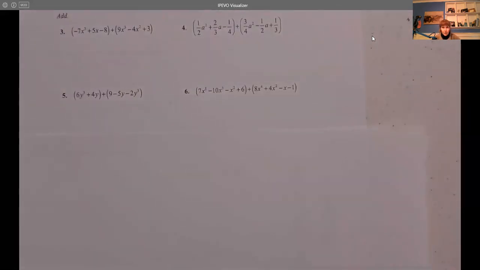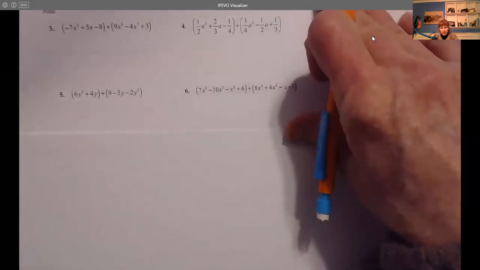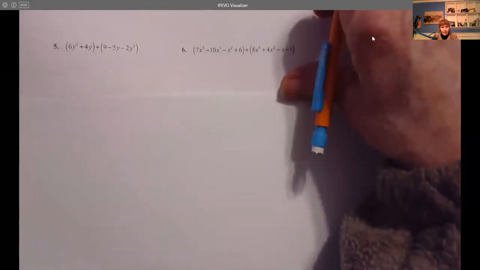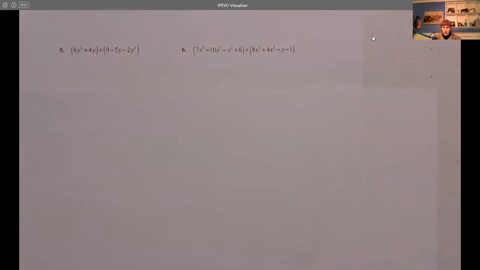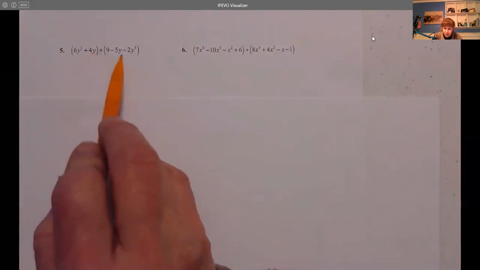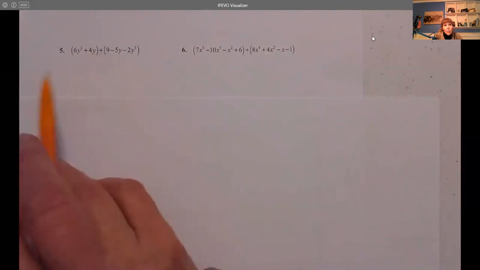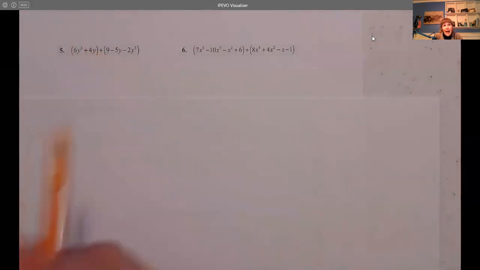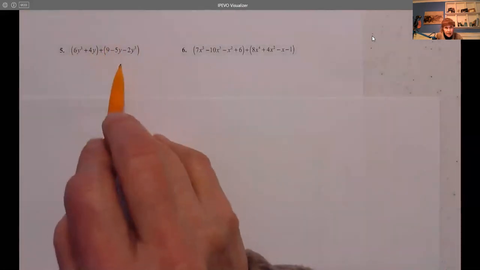It'll be similar to your homework. We'll start with number 5 here. If you're asked to add polynomials together, they may have parentheses around the 2 polynomials that you're adding. I happen to be adding a binomial with a trinomial. Because you're adding, you don't have to have the parentheses. You can just drop the parentheses. You don't have to do anything with what's inside.